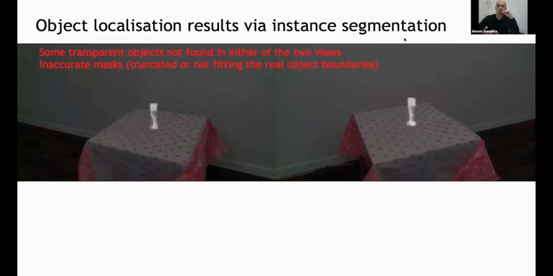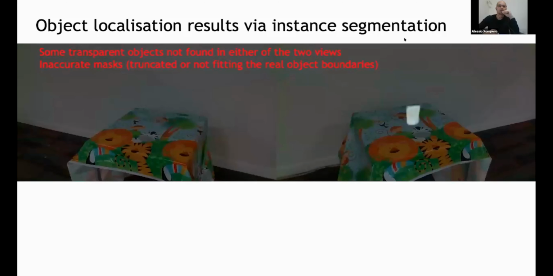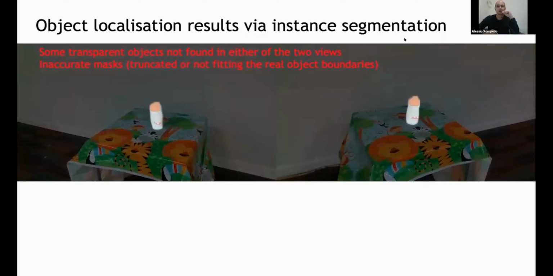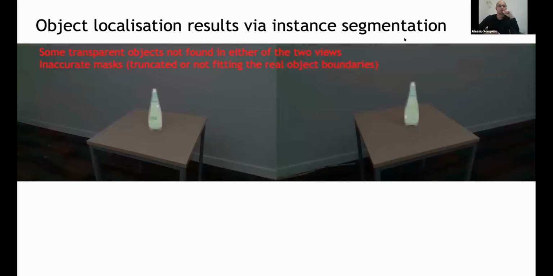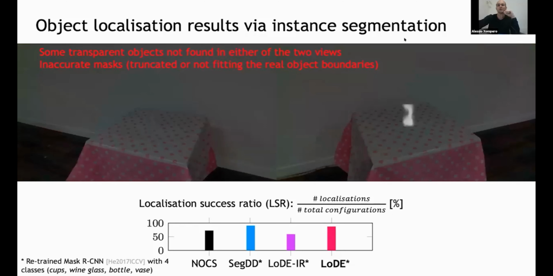Here there is a video where we use a Mask RCNN that was retrained with only 4 classes on the COCO dataset. And you can observe that in some transparent objects, the method fails in finding the object or nicely finding the mask in either of the 2 views. And also in some cases, there are some inaccurate masks because the mask was truncated compared to the real boundaries of the object. So apart from these qualitative results, we would like to quantify the error.